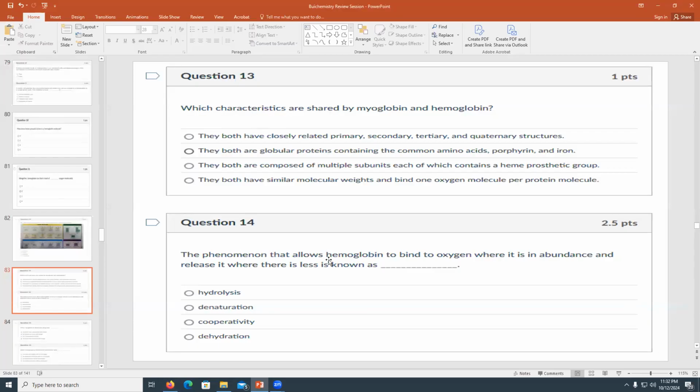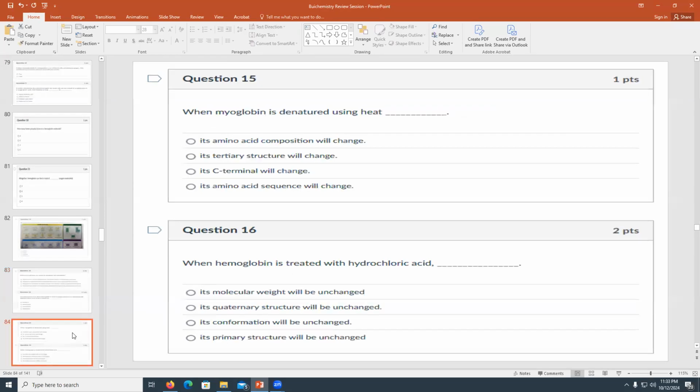Question 14. The phenomenon that allows hemoglobin to bind to oxygen where it is in abundance and release it where it is less abundant is known as cooperativity. We talked about that.